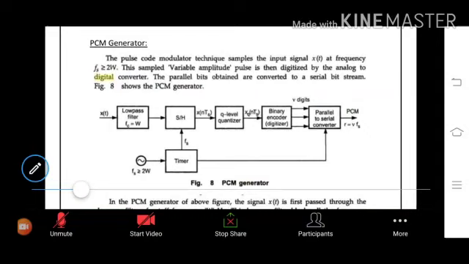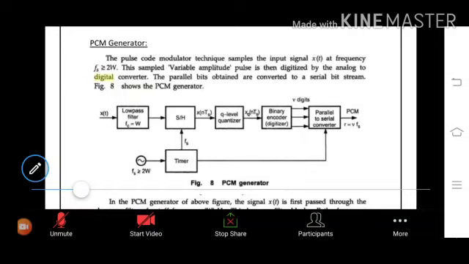The PCM generator simply applies the input signal to a low pass filter, which filters the signal. The analog signal is then converted to a digital signal, that is a sample and hold signal, x(nTs). The x(nTs) signal is then quantized.